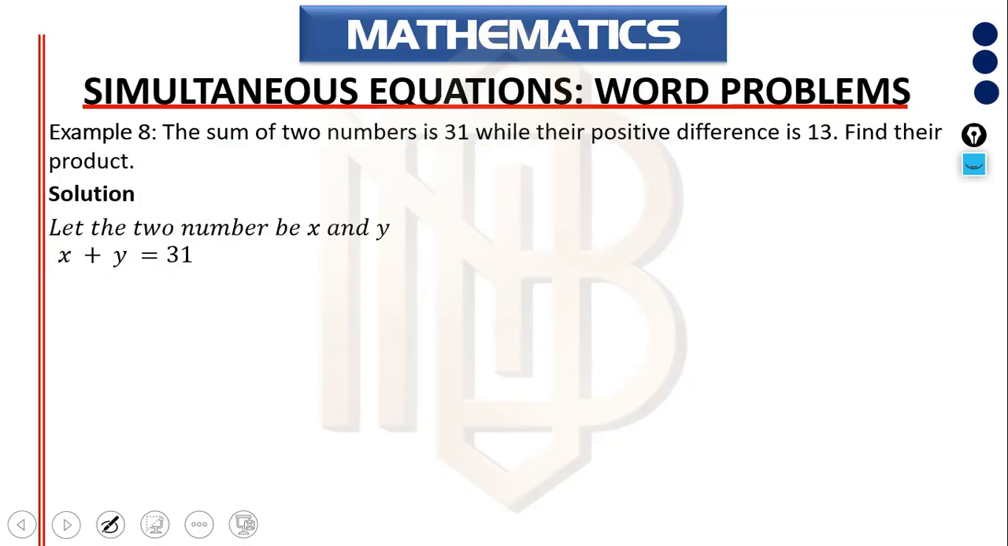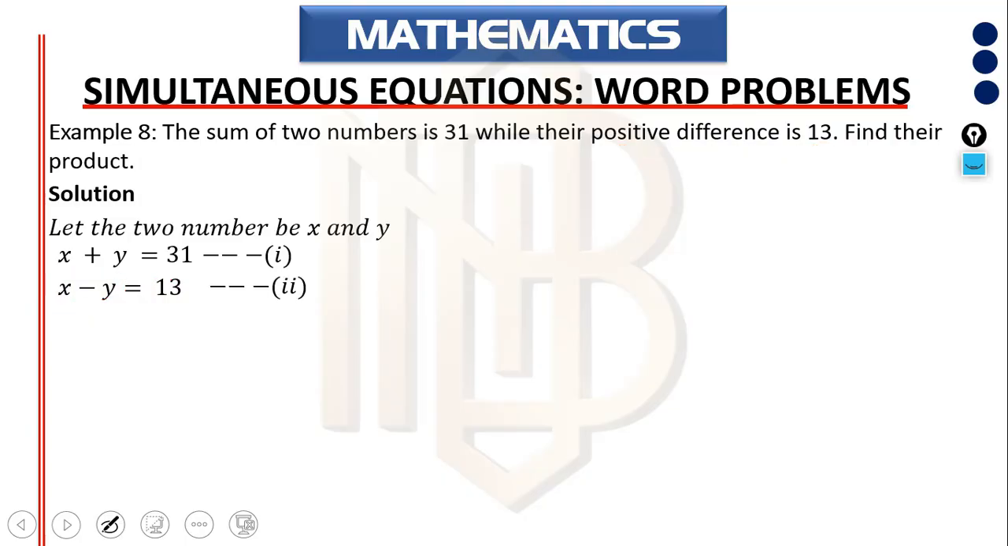Okay, what about their positive difference? Positive difference means when you subtract y from x, or x from y, it gives you 13. That's the implication. So we can tag this our equation 1. Then for the second part, the positive difference, which is going to be x minus y, is 13. So we can then tag this equation 2.